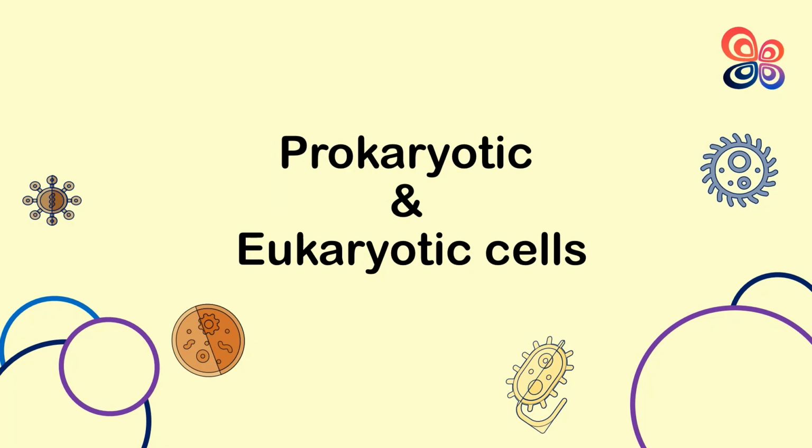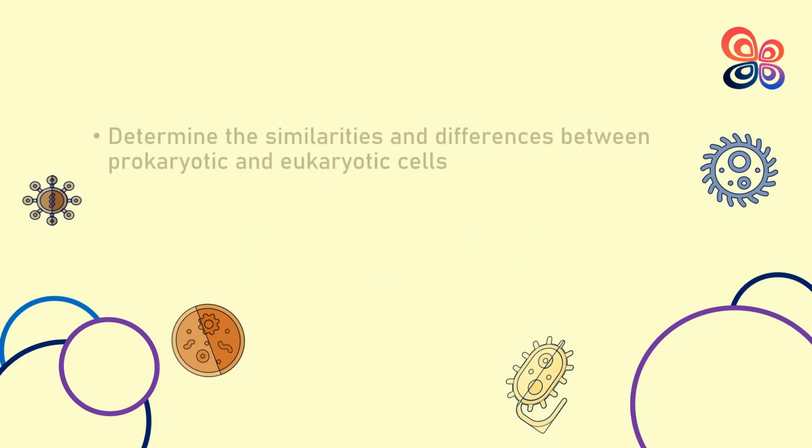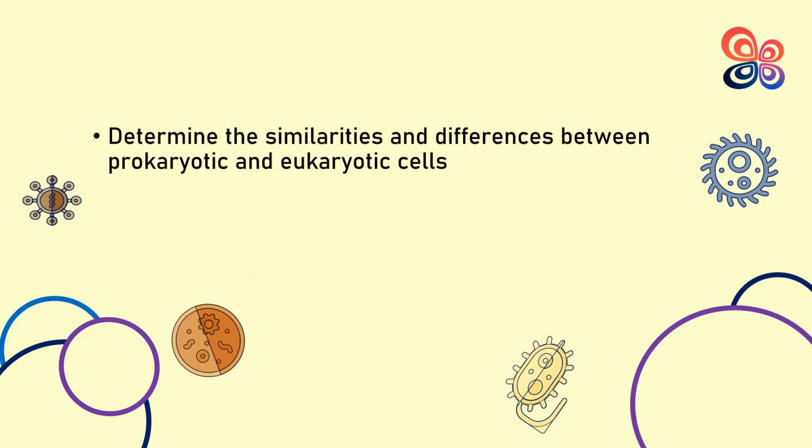One of the most significant changes in the evolution of life, the emergence of a new type of organism called the eukaryote, occurs when cells go from being very simple to becoming quite complex. For this lesson we will determine the similarities and differences between prokaryotic and eukaryotic cells.